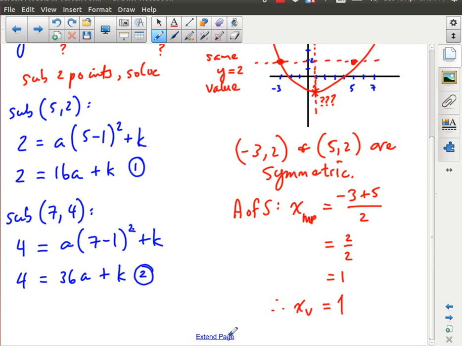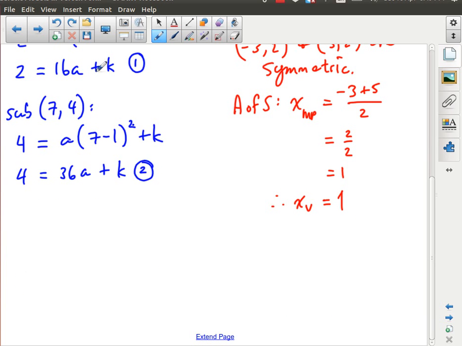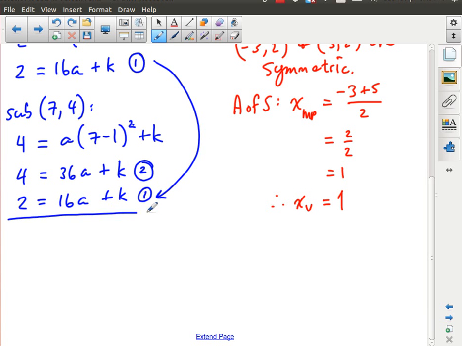And now we're doing a system of equations very much like what we did in a previous unit. So we need to take equation 1 and equation 2 and solve them. Well, I think the best way to do that, we could do elimination. How can I line these up? Well, actually, they already are lined up. The k values are already lined up. So I'm just going to rewrite equation number 1 right here, 16a plus k. So that's still equation 1. And then I'm going to subtract. So I'm going to do equation 2 minus equation 1.